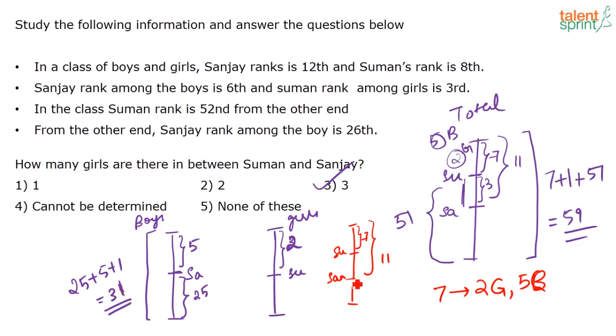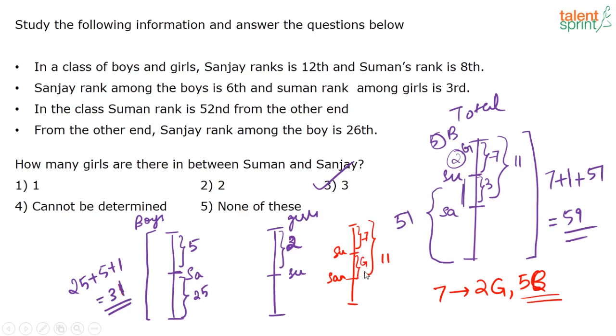We also know that among boys, Sanjay is ranked 6th, or there are 5 boys who are ranked more than Sanjay in the class. So where are these 5 boys actually? Before Sanjay, they are coming here, before Suman itself. In the first 7 ranks, these 5 boys are there. So who will be there between Suman and Sanjay? It's going to be only girls.